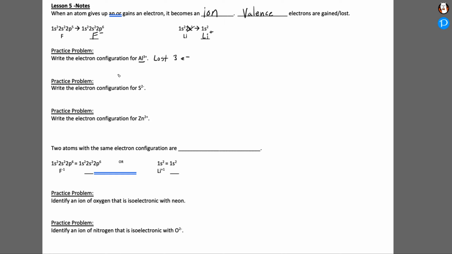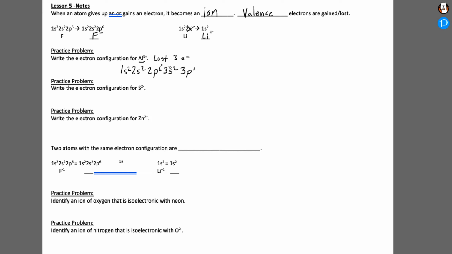So let's come back over here and we'll write that out. So 1s2, 2s2, 2p6, 3s2, and then 3p1. It's going to lose 3 electrons.